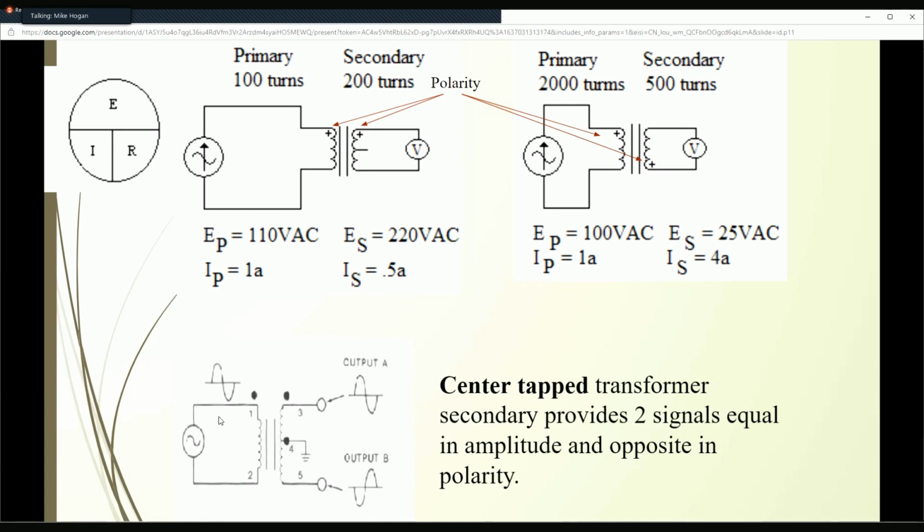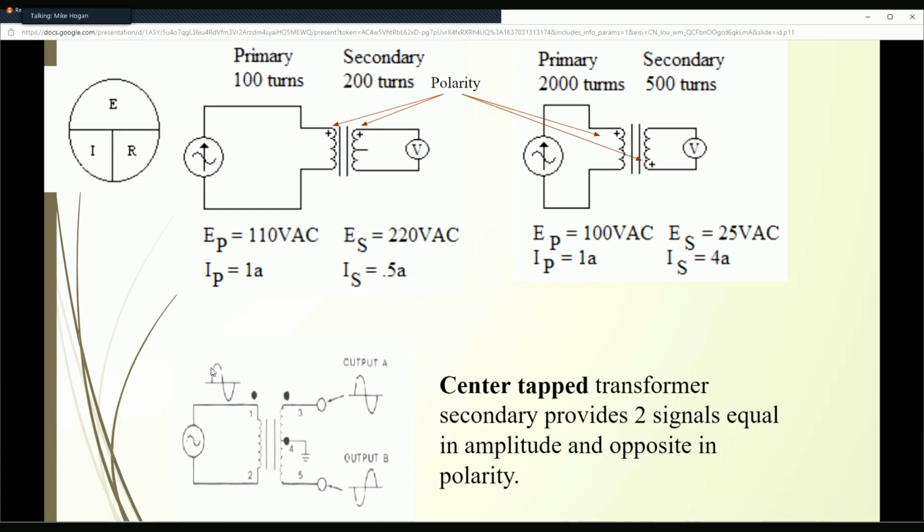We're actually going to use a center tap transformer as we start getting into our power supply. We're going to see how we can use a center tap transformer to take advantage of this in the power supply and what we can do there.